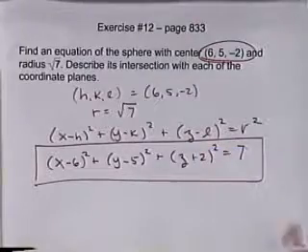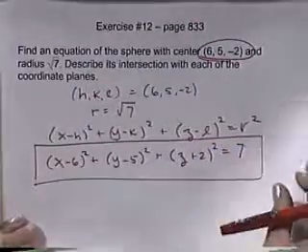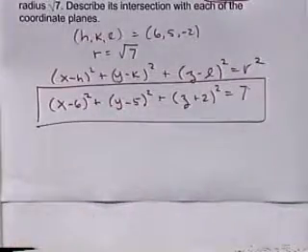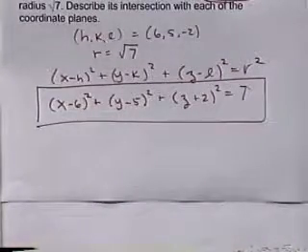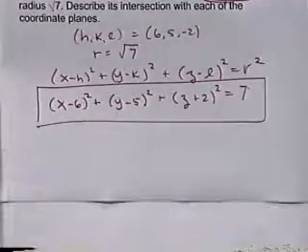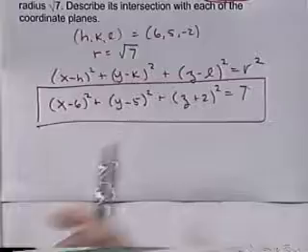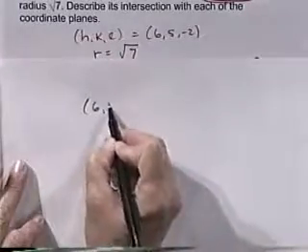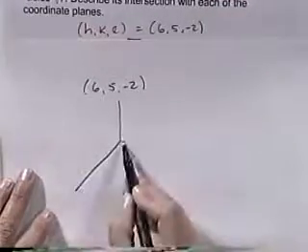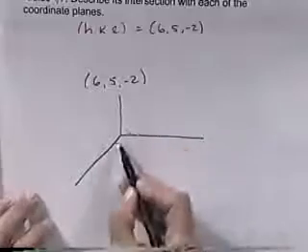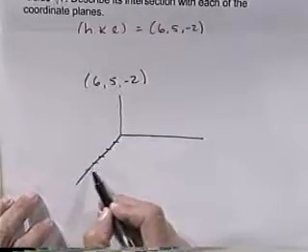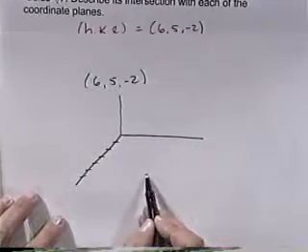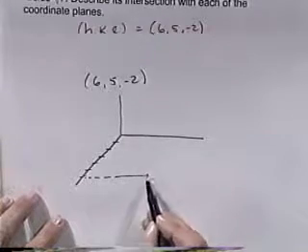Okay, now think about what this sphere would look like. Where's the center of that sphere? The center of that sphere is the point 6, 5, negative 2. All right. I want to draw it a little bit. We want to look at 6, 5, negative 2. All right. Go over 6. 1, 2, 3, 4, 5, 6. Go over 5. And then we're going down 2.